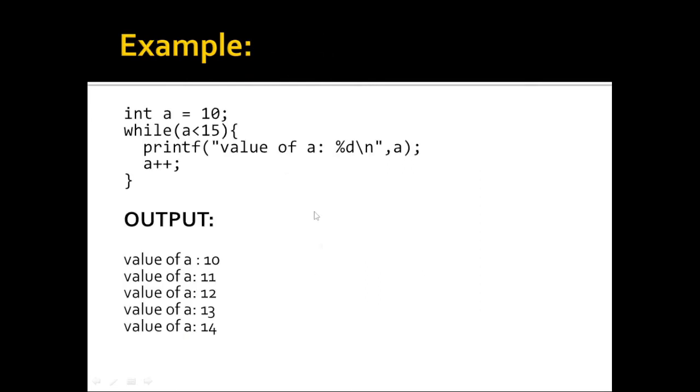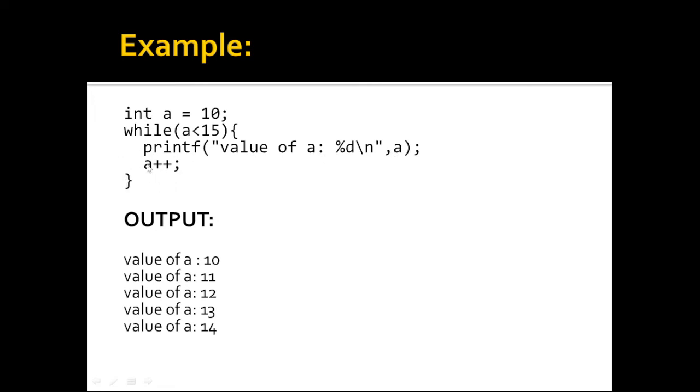So here's an example. Again, this is the same output as the previous one, but we use a while loop. So int a is equal to 10, while a is lesser than 15. printf value of a percent d. So initially a is 10, so it will print 10. Add 1 to a, it becomes 11. Then it goes back to the condition. 11 is still lesser than 15. It will print 11. Add 1, it becomes 12.